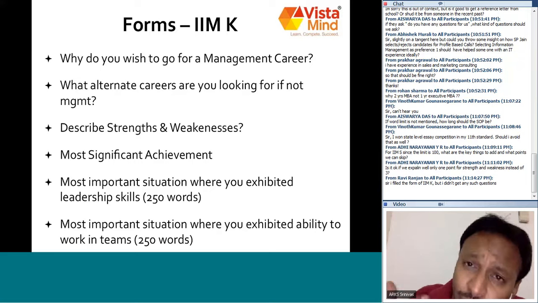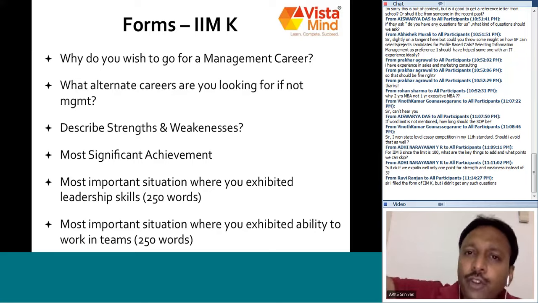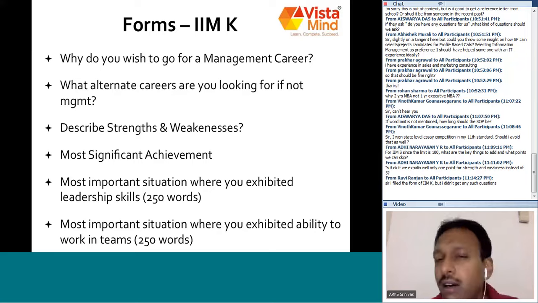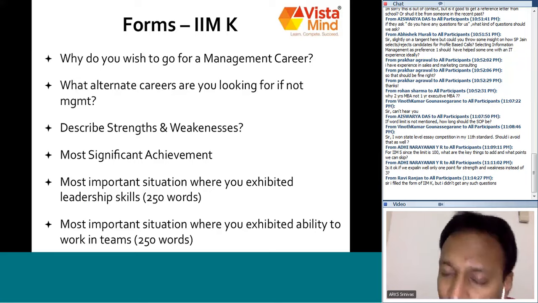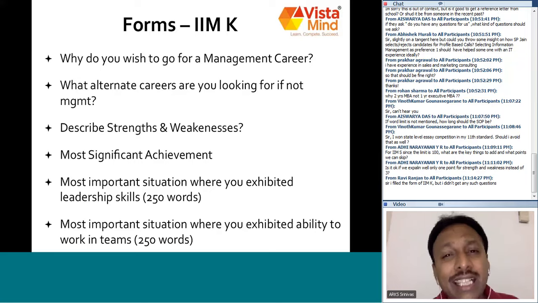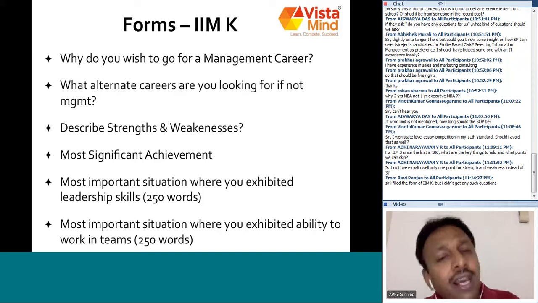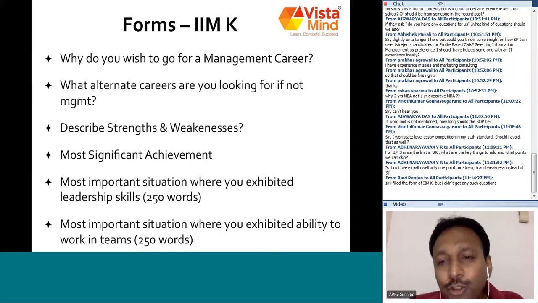Similarly, for alternate careers, say what other skills you have which you can use for other alternate careers. If, just in case, you don't have any alternate career and sooner or later you want to do an MBA, you can mention that also. Ravi, the first form you sent is the first form. The one which you are going to get on the 26th, after the second shortlist, which is the GDPI shortlist, will have all these questions.